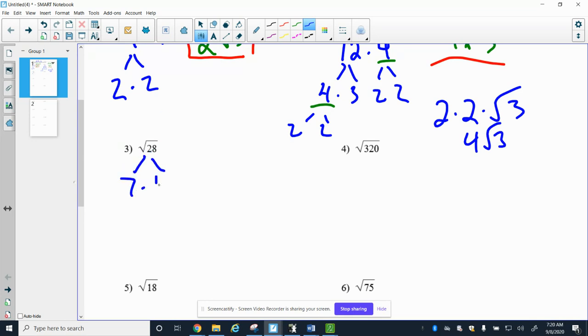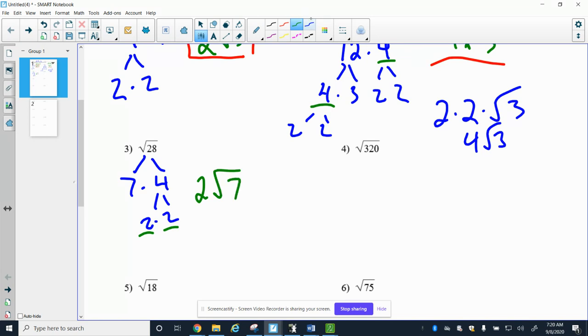All right. So root 28, break it down. Maybe we go 7 and 4. 7 can't go any further, but 4 can. 2 and 2. We see this pair, the same number. So we'd have 2 root 7.